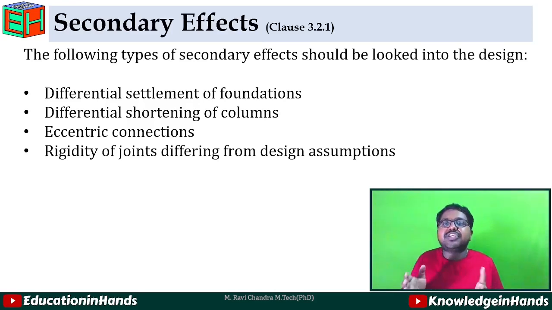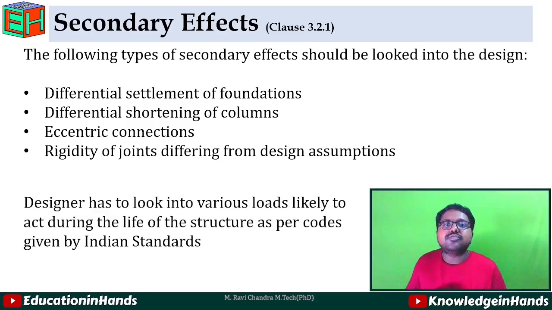Then differential shortening of columns. If one column is shortened more than another column, then it is also an effect. Then eccentric connections. If a connection has eccentricity, then it will lead to some more stresses. We need to take care of that one also. And next, rigidity of joints differing from design assumptions. So all these secondary effects we need to consider in the design.